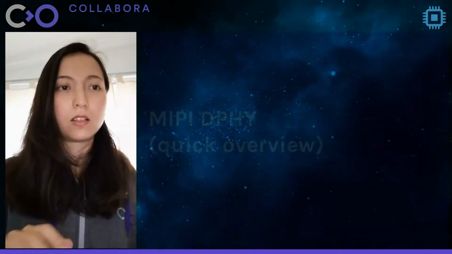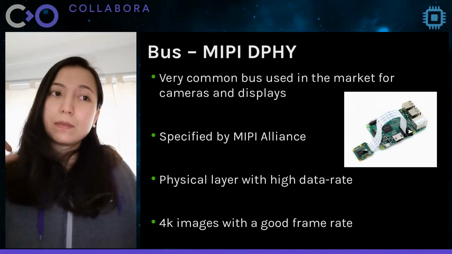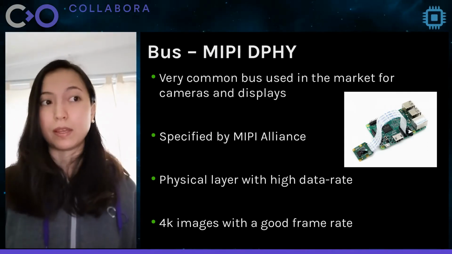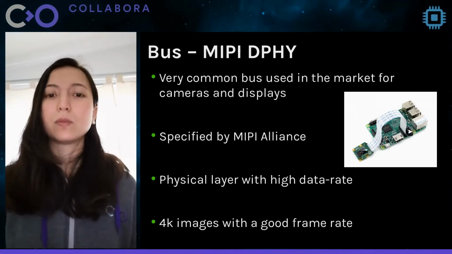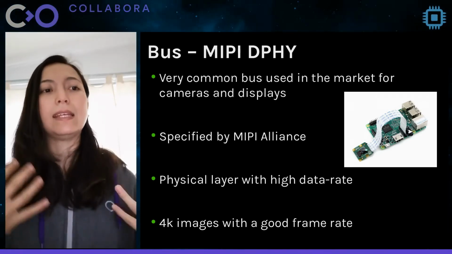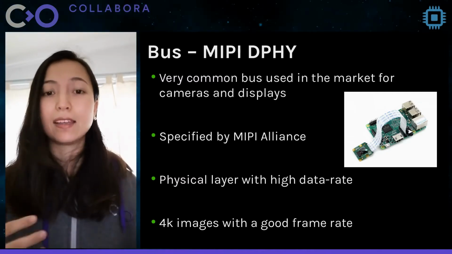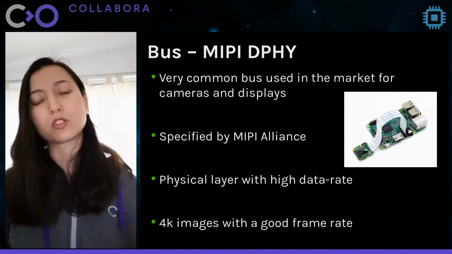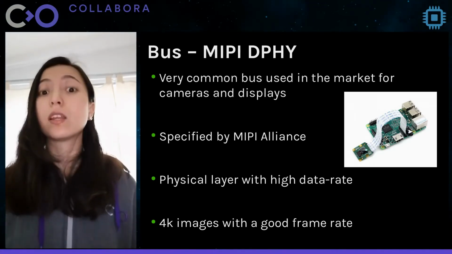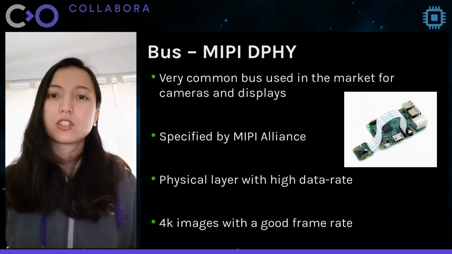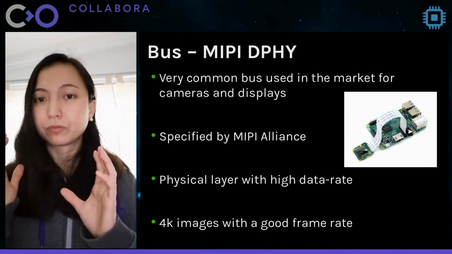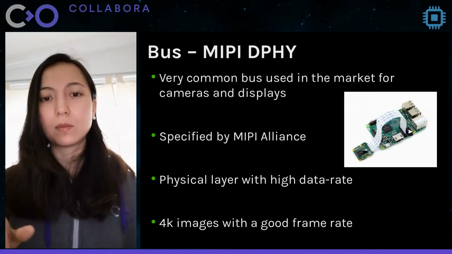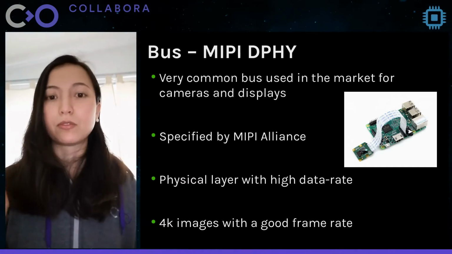MIPI DPHY, let's take a look at this. So MIPI DPHY is a very common bus used in the market for camera and displays. It is specified by the MIPI Alliance and it is a physical layer with high data rate that can process 4K image, so ultra high definition image, ultra high resolution with a really good frame rate. In this image we have a Raspberry Pi that is connected to a sensor through this flat cable bus. So this bus is the MIPI DPHY.